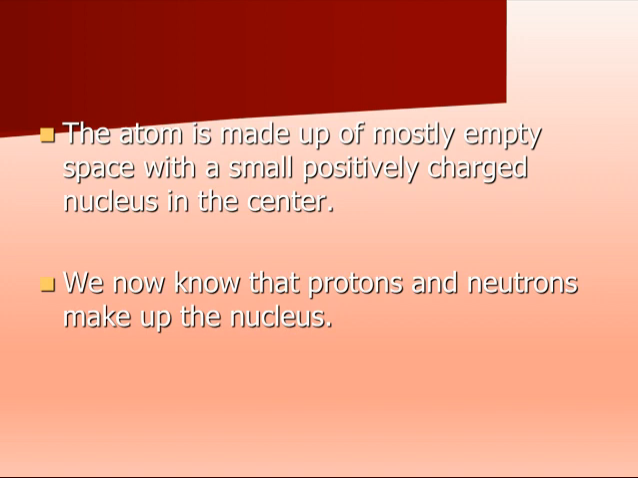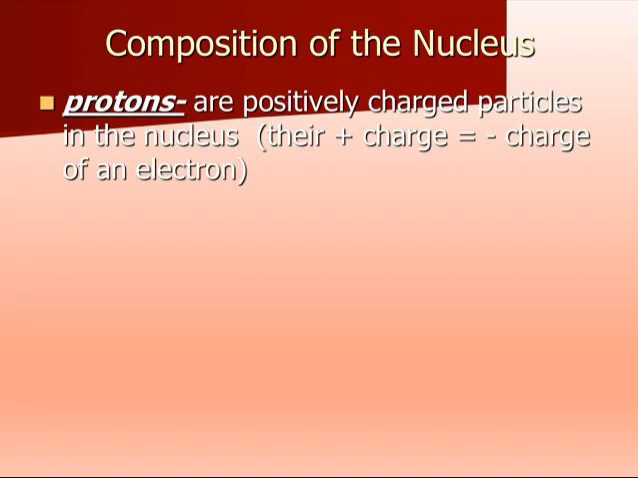Now, all of that mass must be concentrated in that positively charged nucleus in the center. And we do now know that it is protons and neutrons that make up that nucleus. So let's remind ourselves of some definitions here. Protons, we're talking about the composition of the nucleus. Protons are positively charged particles in the nucleus. Their positive charge offsets the negative charge of an electron. They have the same magnitude of charge, but opposite directions.